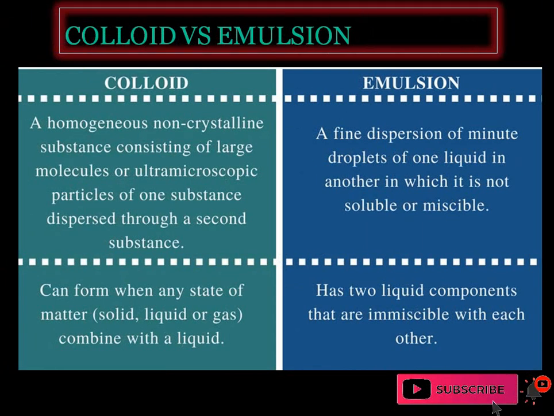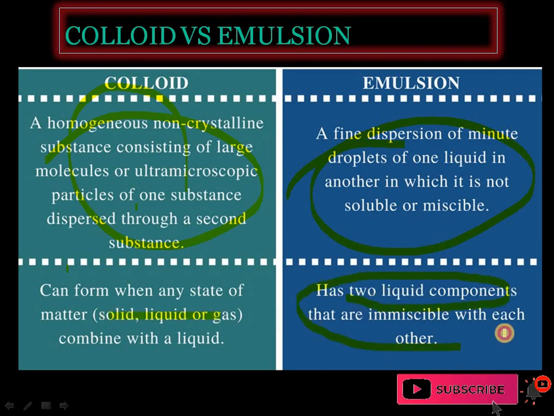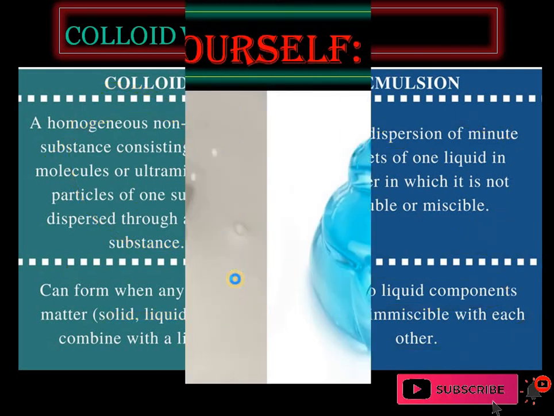Next is colloid versus emulsion. Colloids are homogeneous non-crystalline substances consisting of large molecules or ultramicroscopic particles of one substance dispersed through a second substance, whereas an emulsion is a fine dispersion of minute droplets of one liquid in another. In colloids we can say that they exist in all three states, but emulsion exists in the liquid state only. So this is the best difference between emulsion and colloid.